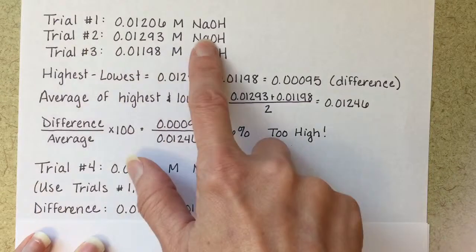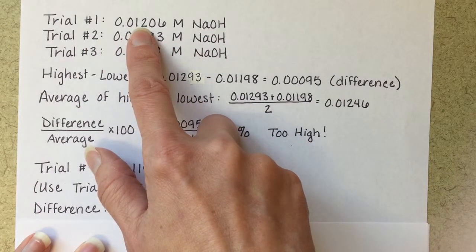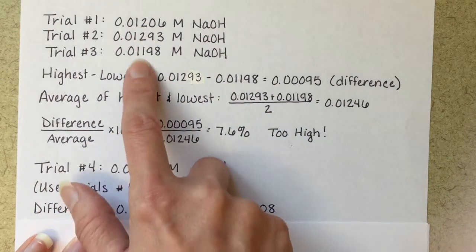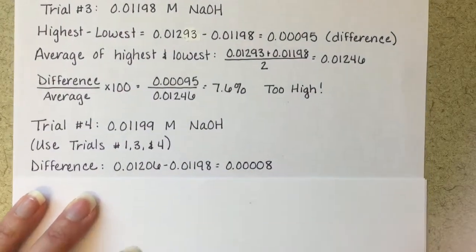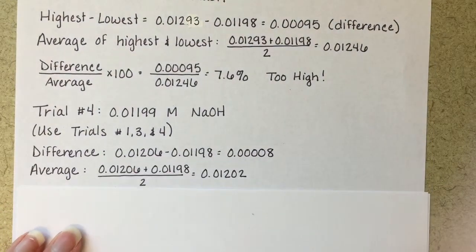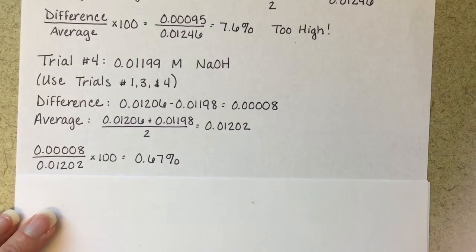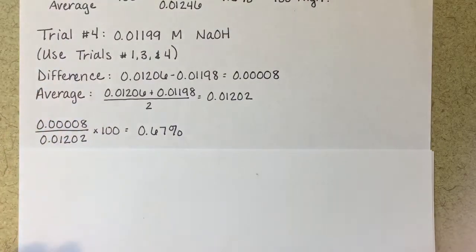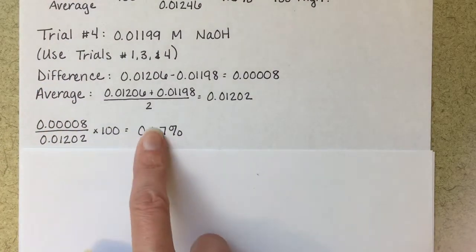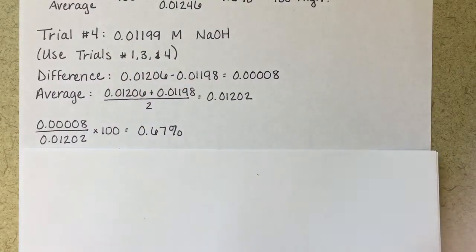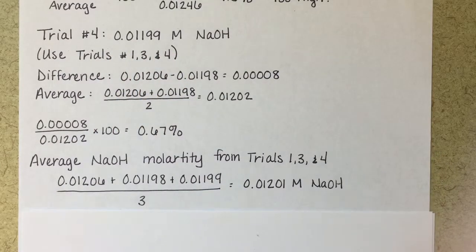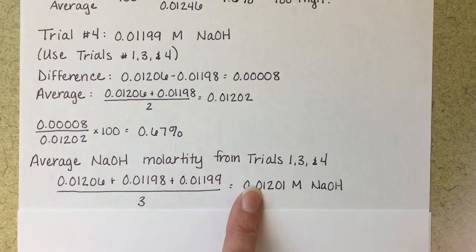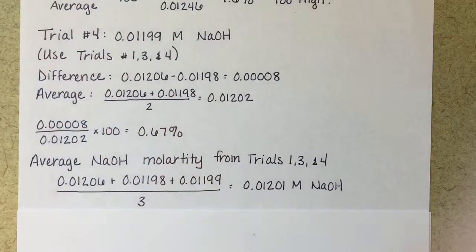Because we've discarded trial number 2, my high is 0.01206, and my low is trial number 3, 0.01198. So there's my difference. And then we calculate their average and do difference divided by average times 100, 0.67%, which is good. 1% or less is good. So this means that trials 1, 3, and 4 are close enough to each other to be used, and those are the 3 trials that you'll use to calculate the average molarity. You will do the same percent error calculation in the last part of your pre-lab with hydrochloric acid, and in that you'll follow the exact same procedure.